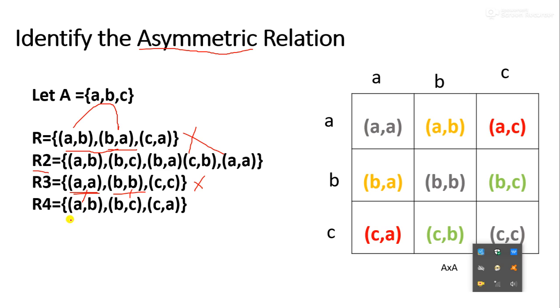And here we have R4. The first element of R4 is AB. The symmetric of AB is BA, and we don't have BA in this relation, so it's okay. Then we have BC. The symmetric of BC is CB.